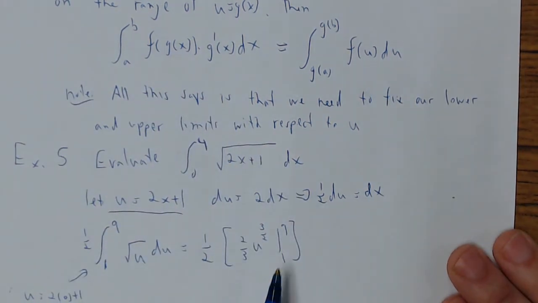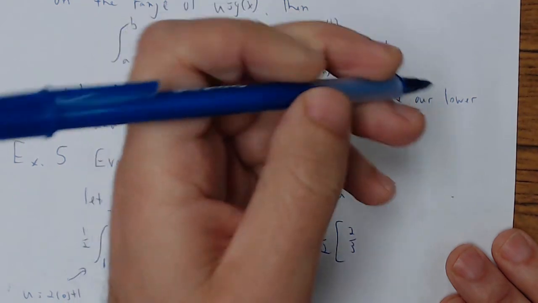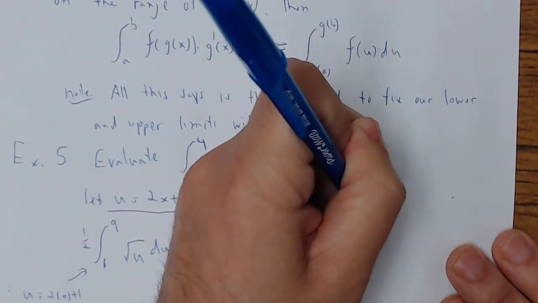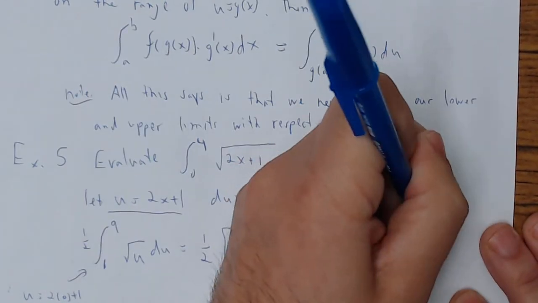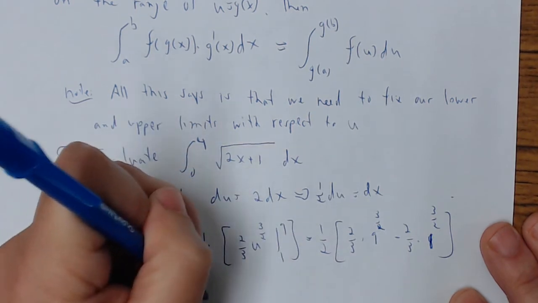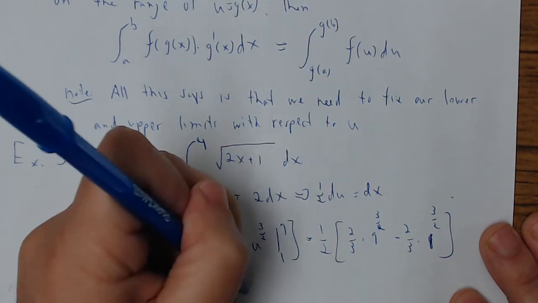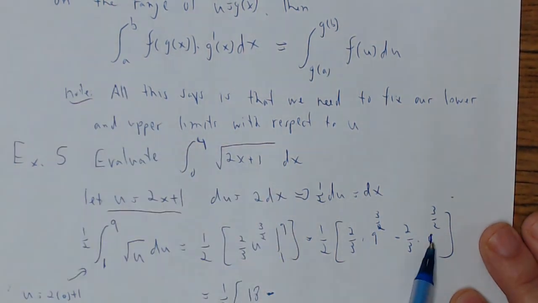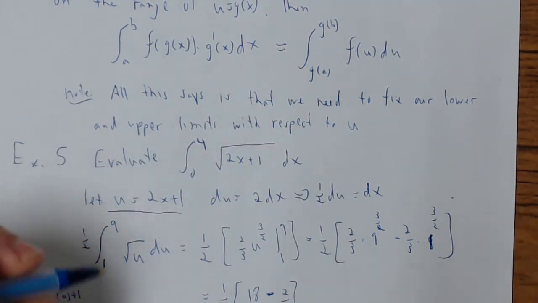So now notice how I'm ready to plug in 9 and 1. I don't need to go back in terms of x. So this becomes 1/2 times 2/3 times 9 to the 3/2 minus 2/3 times 1 to the 3/2, which becomes 1/2 times the square root of 9, which is 3. 3 cubed is 27. 27 divided by 3 is 9 times 2, which is 18, minus 1 to the 3/2, which is 1, which will be just 2/3.